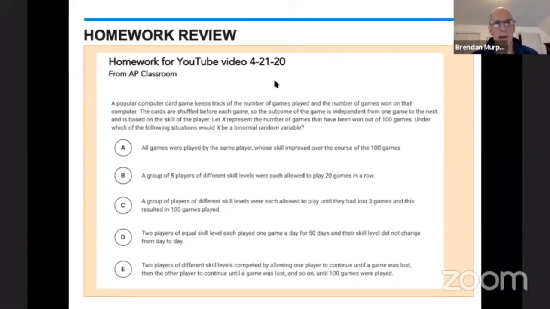Let X represent the number of games that have been won out of 100. So we're playing just 100 games, a finite number. So I'm leaning towards binomial here, but let's keep reading. Under which of the following situations would X be a binomial random variable? Okay, so we're in a binomial setting here.